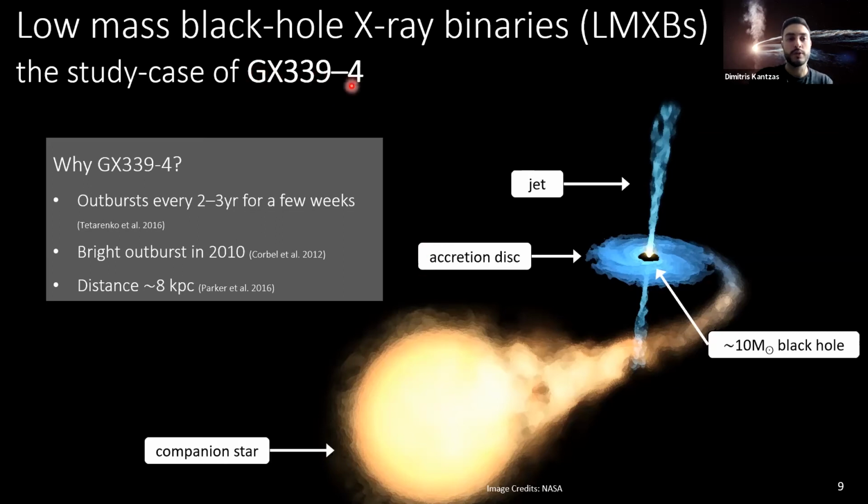GX 339-4, which is almost a boring source because it goes into outbursts every 2 to 3 years that last for a few weeks, although the past few outbursts were failed. And there was a very bright outburst back in 2010 that is worth revisiting its spectral energy distribution, although there is one caveat with this source, which is its distance. It's of the order of 8 kiloparsec, and it's not very well constrained anyway.